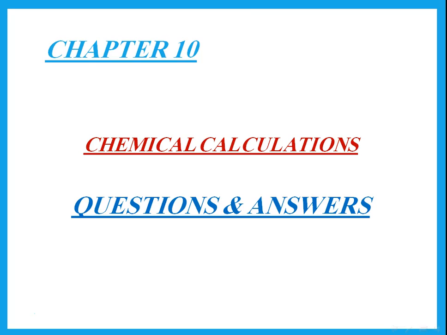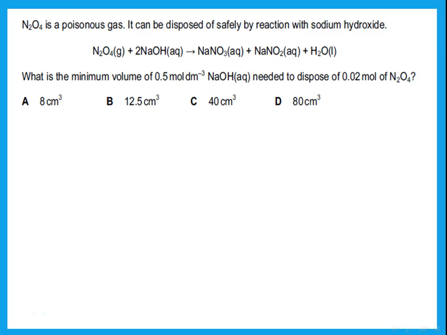So first try the questions as much as you can, go back to the notes and try as much as you can, and then take a look at the answers. So the first question that you have there says N2O4 is a poisonous gas. It can be disposed of safely by reaction with sodium hydroxide, and he gives you a certain equation.